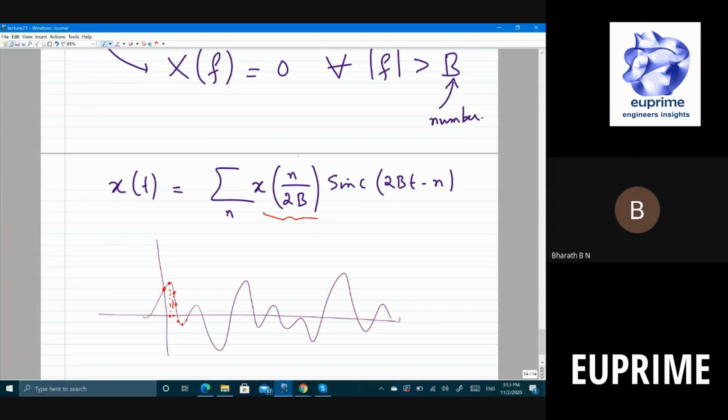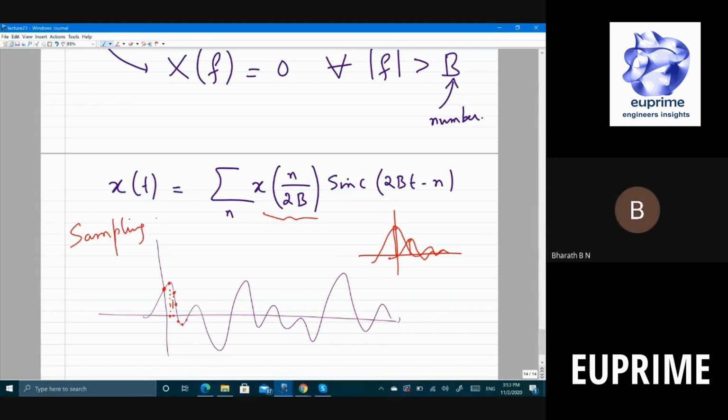And if you want to reconstruct x of t from this, all that I have to do is multiply it by sinc and sum. This is called sinc interpolation, right? So if you have these samples here, I'll multiply this by a sinc like this, and multiply this by another sinc and add them. When you add them, I'll get x of t. This is your sampling theorem, right?